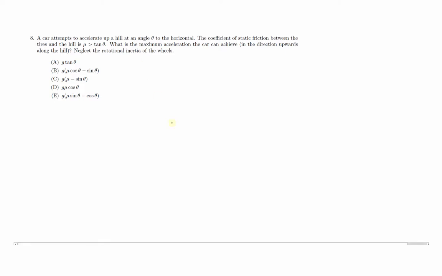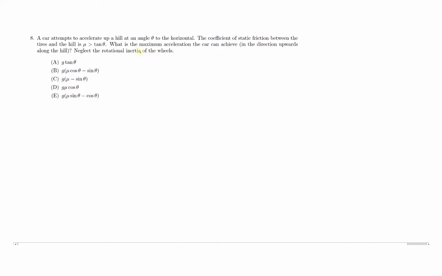Number 8. A car attempts to accelerate up a hill at an angle theta to the horizontal. The coefficient of static friction between the tires and the hill is mu, which is greater than tangent theta. What's the maximum acceleration the car can achieve in the direction upwards along the hill? Neglect the rotational inertia of the wheels.